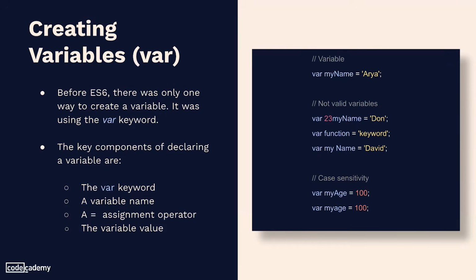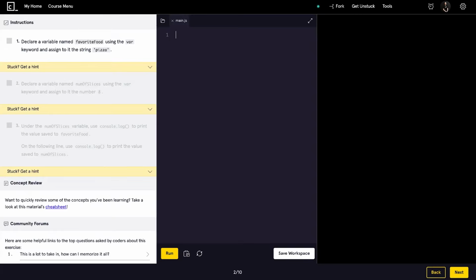All right, now let's move on to the exercise's checkpoints and practice writing a variable using the var keyword. This exercise has 3 checkpoints that we have to get through. Let's go ahead and take a look at each one. The first one says the following: declare a variable named favorite food using the var keyword and assign it to the string pizza.